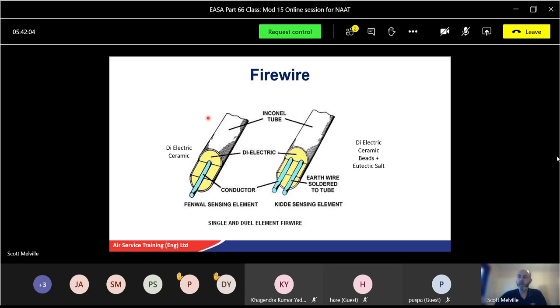So it's a single element and a double element. Single is Fenwal and the double is Kidde. Inconel tube on the outside, dielectric insulation, and then when it's single it's positive, when it's double it's positive and negative. They're the most common ones you'll come across.